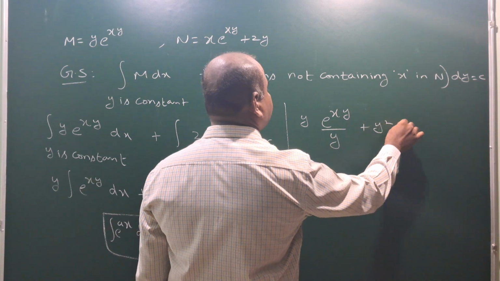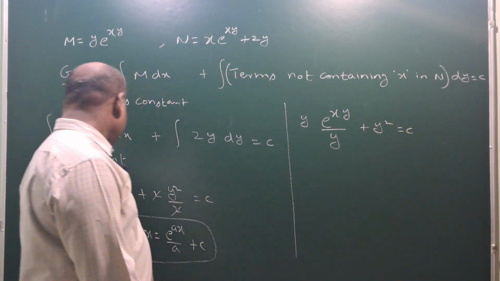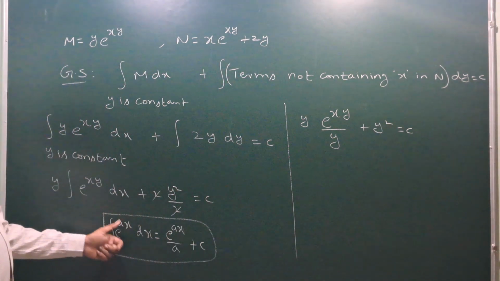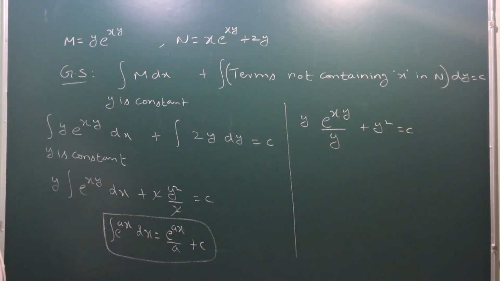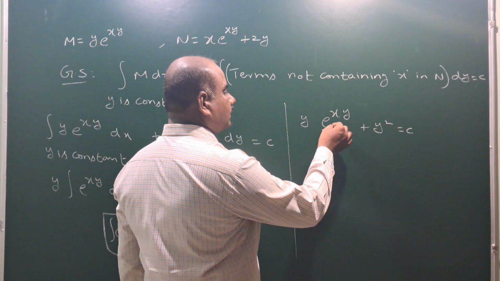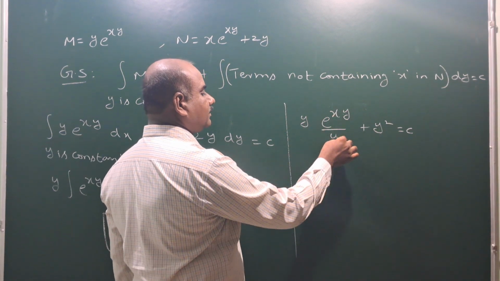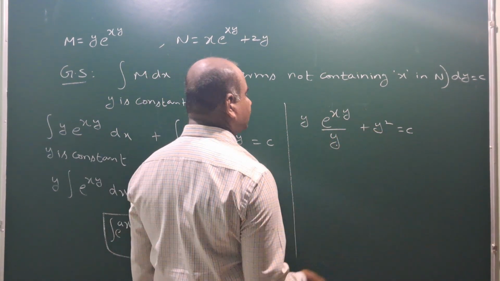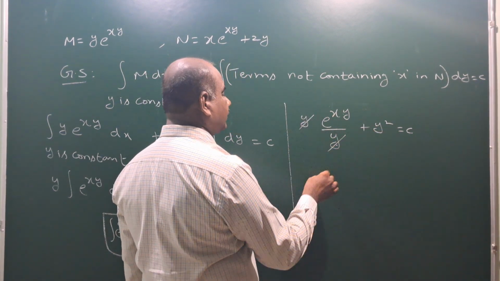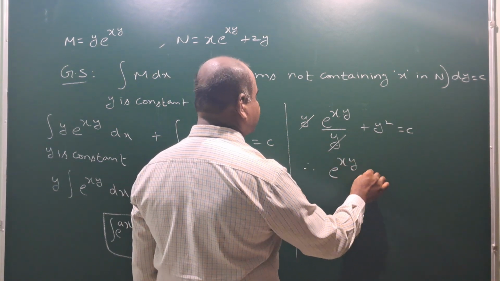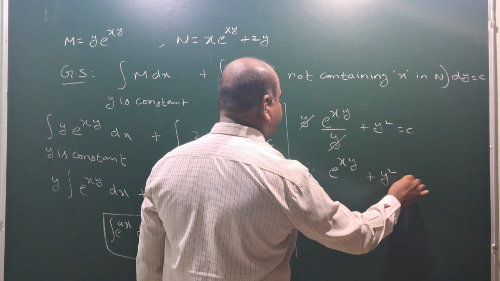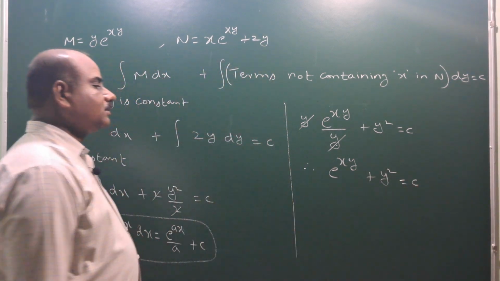Plus y square is equal to c. So in place of a, here y is there, so the answer is y into e^(xy)/y plus y square is equal to c. Cancel y. Finally this is the general solution: e^(xy) + y² = c. Okay, thank you.